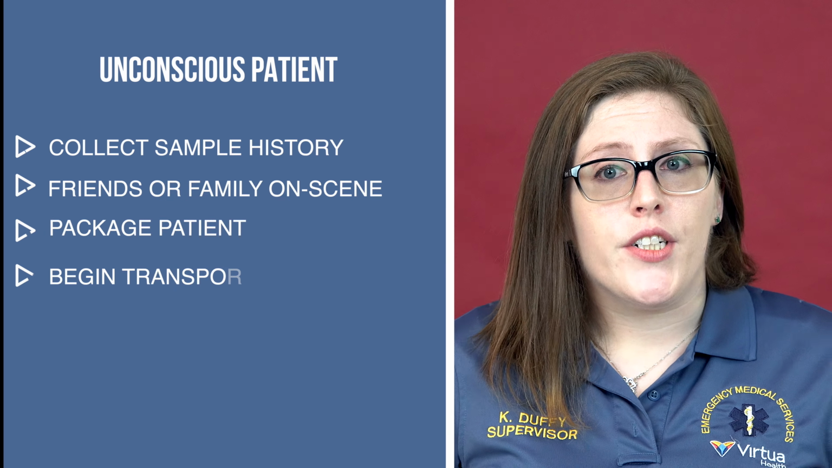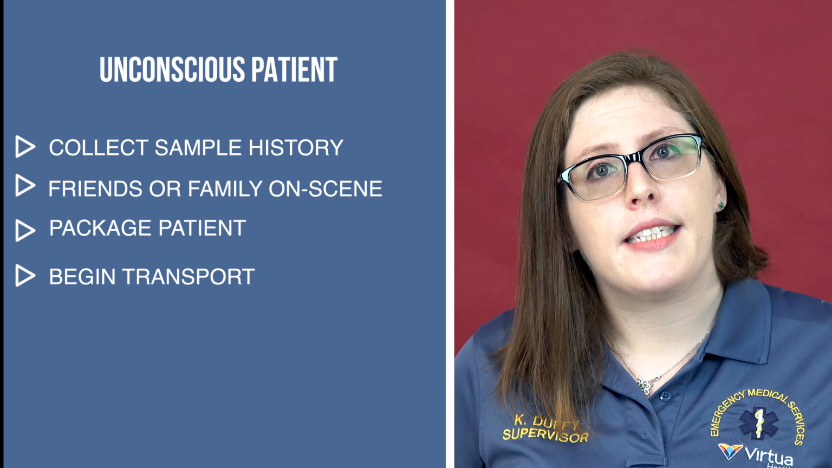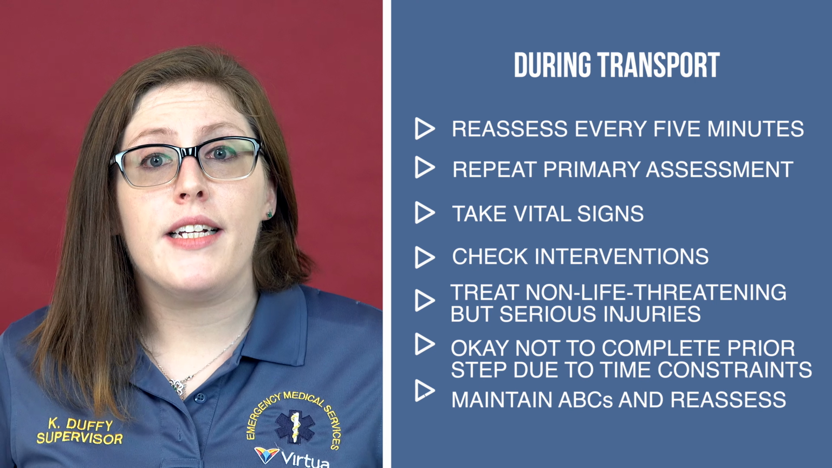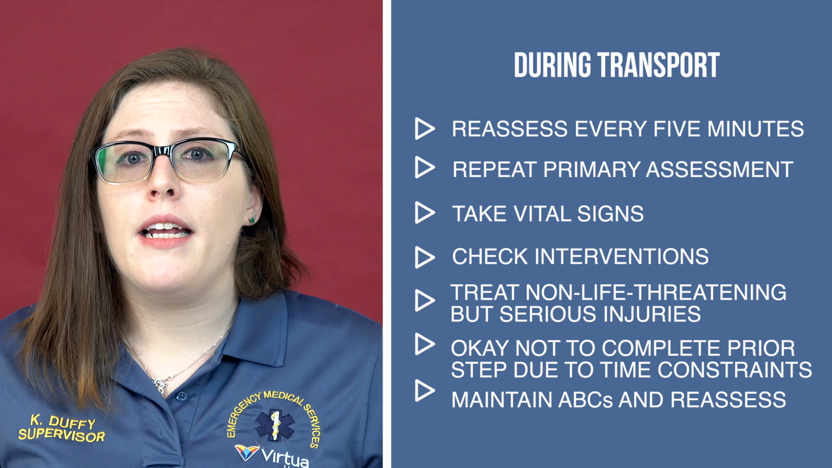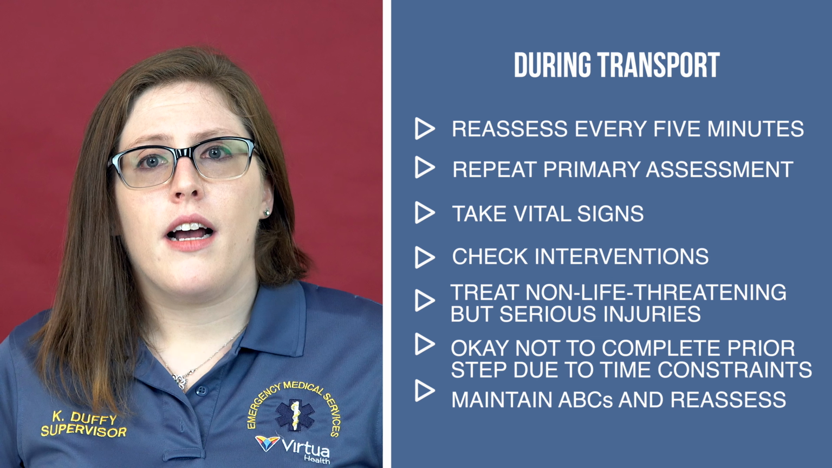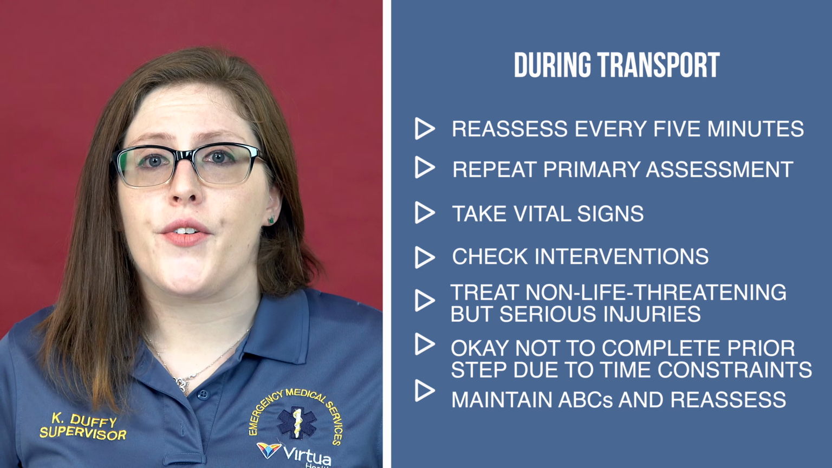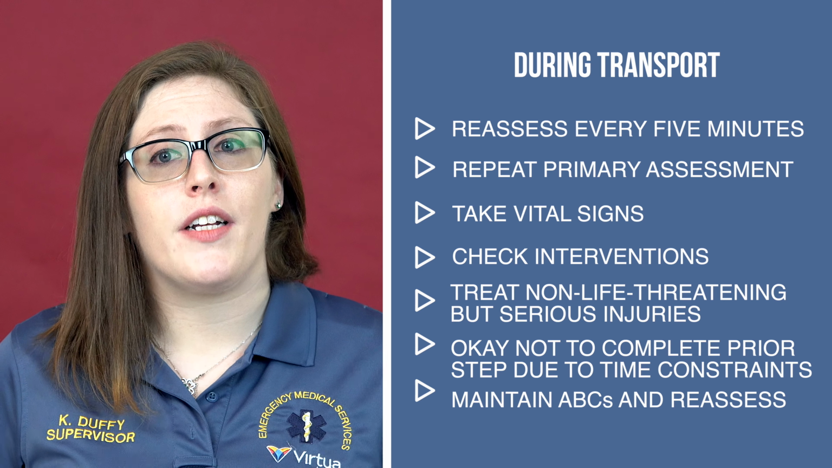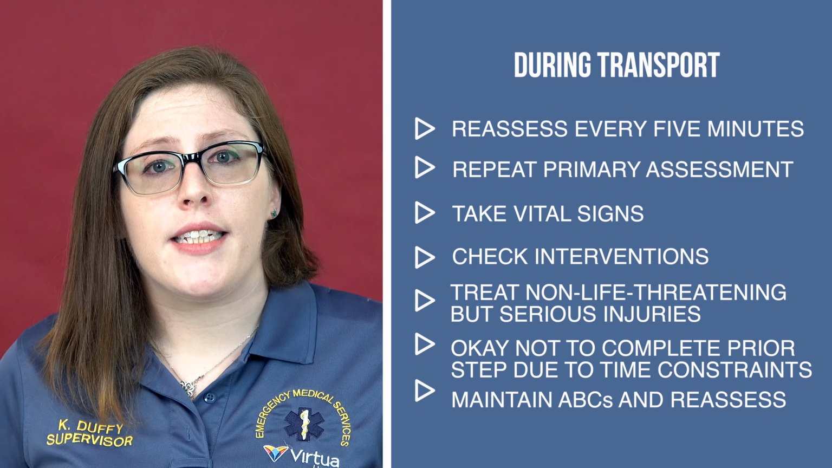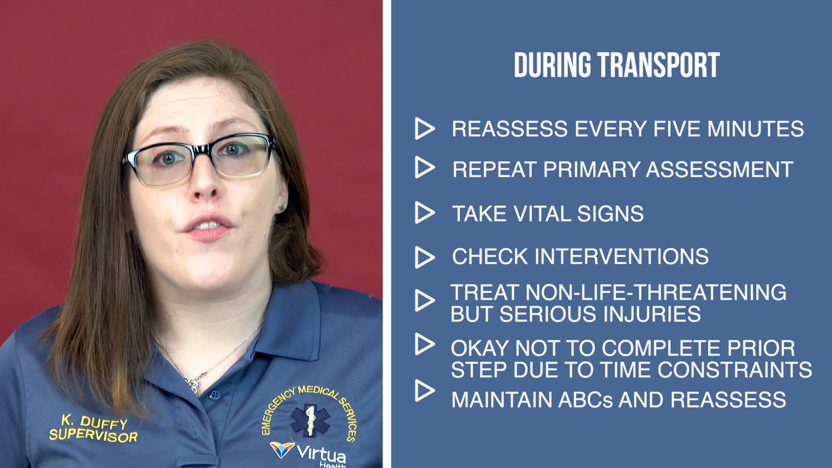If my patient is unconscious, I will quickly attempt to collect a SAMPLE history from any friends or family that may be on scene while packaging my patient for transport. While en route to the trauma center, I will reassess my patient every 5 minutes by repeating my primary assessment, taking vital signs, and checking my interventions. I will also take the time, if possible, to treat any serious but non-life-threatening injuries that did not necessitate immediate intervention on scene. If you are unable to complete this step due to time restraints, that is okay. Your priority should be maintaining your patient's ABCs and frequent reassessment.